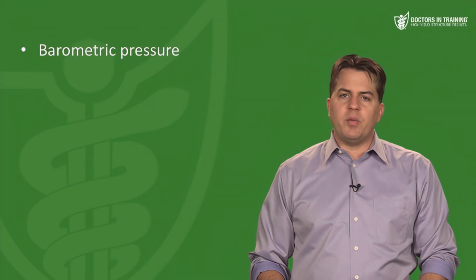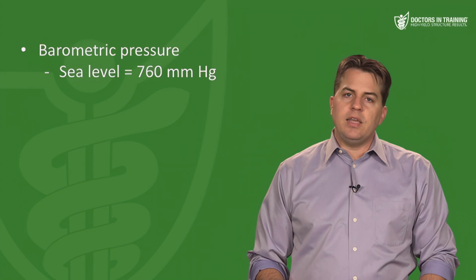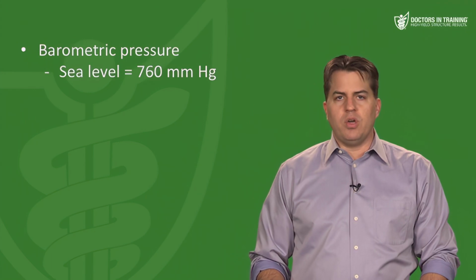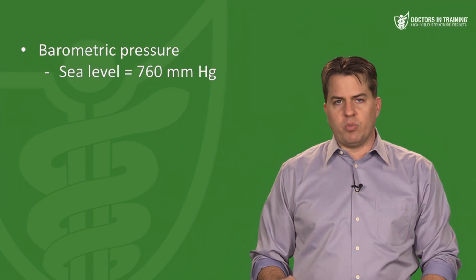Let's start with high altitude environments. What's different about high altitude environments? Well, one is the barometric pressure is different. At sea level, for example, the barometric pressure is 760 millimeters of mercury.